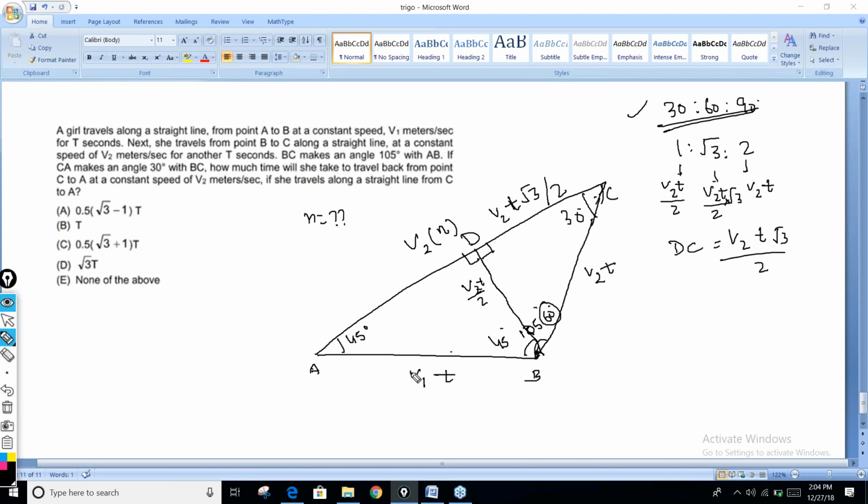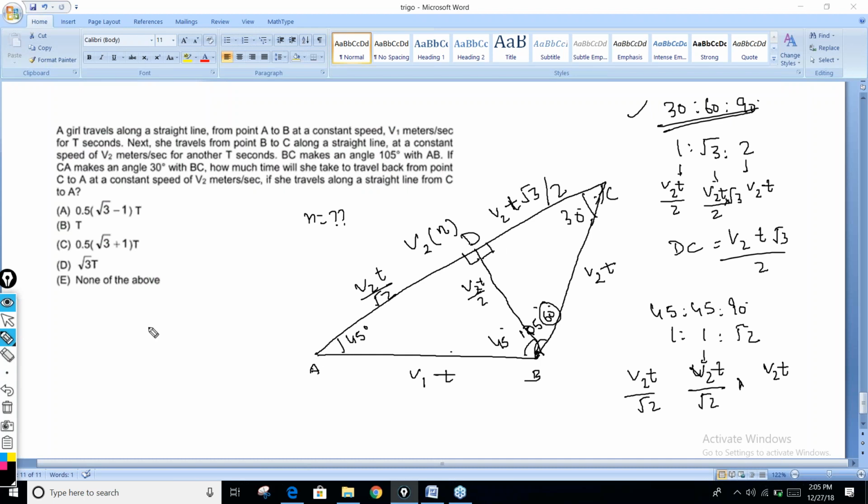Now, look at this triangle. In this triangle, the angles are 45, 45, 90, so the side ratio is 1 is to 1 is to root 2. Which side is given this time? The side in front of 45 is given, which is v2t upon root 2. So this side will be root 2 times that, so that side will be v2t and the other side will be v2t upon root 2.